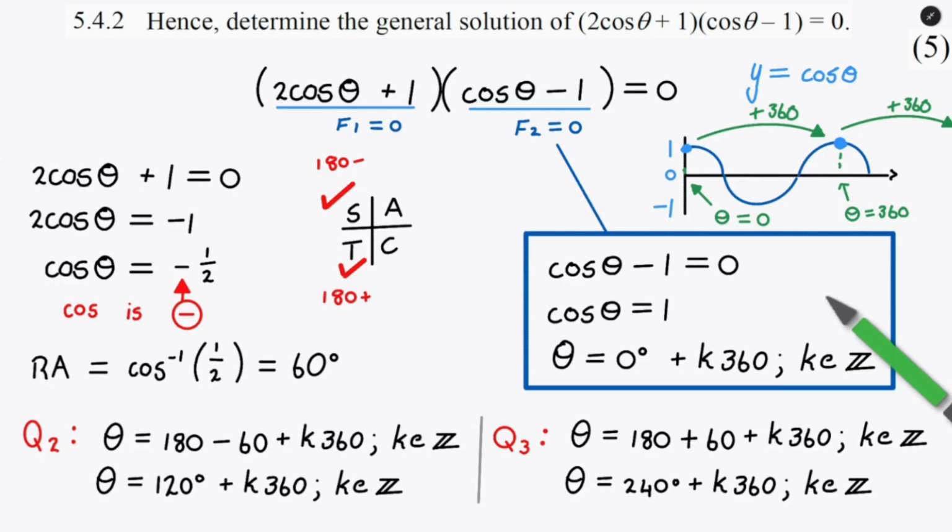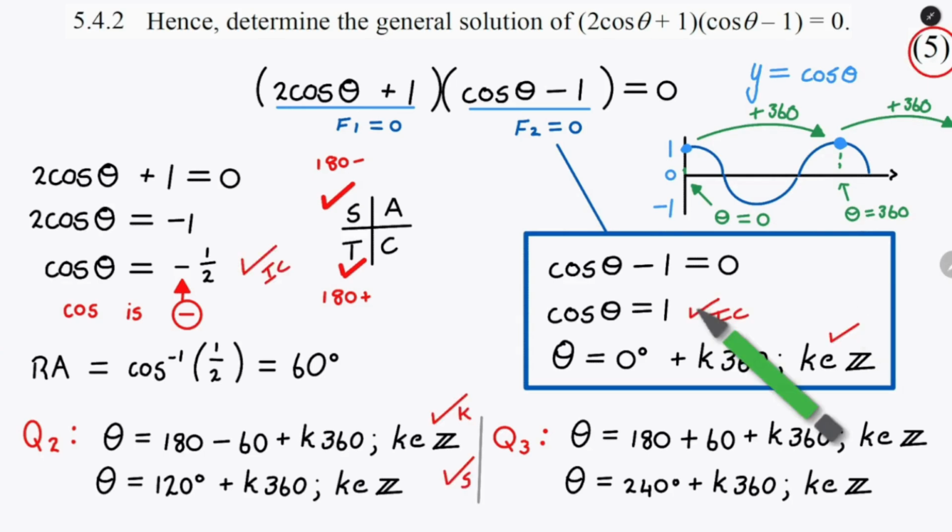Only apply the shortcut in those 3 instances. And our 5 marks are awarded in the following places. Isolating cos over there. The k is an element of integers, gets a mark by itself. The 2 general solutions down here get a mark. Isolating cos in factor 2 gets a mark, as well as your general solution for factor 2.